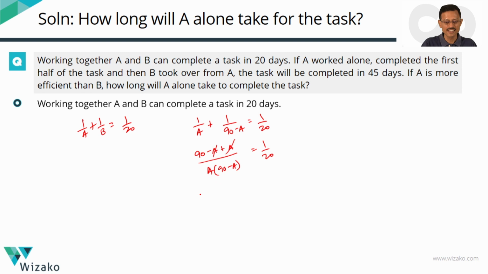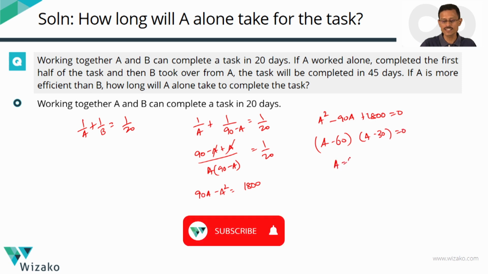So what we'll have is 90A minus A square is equal to 1800. I'll write it on the right hand side. So A square minus 90A plus 1800 is equal to 0 is what this equation will translate to. We have a quadratic equation where the product is equal to 1800, sum is equal to minus 90. It's going to factorize as A minus 60 into A minus 30 is equal to 0. So A is going to be either 60 or A is going to be equal to 30.